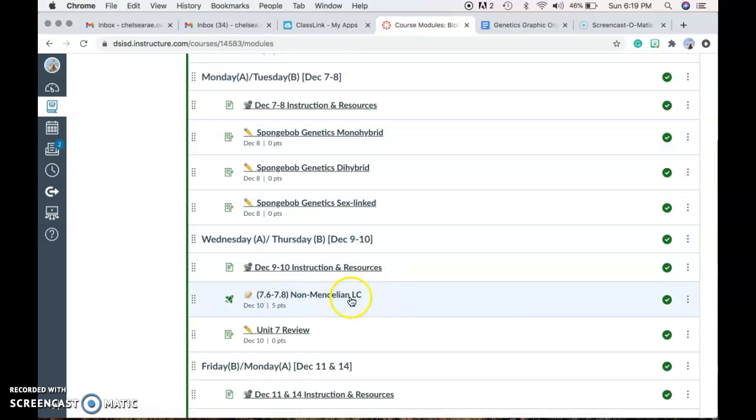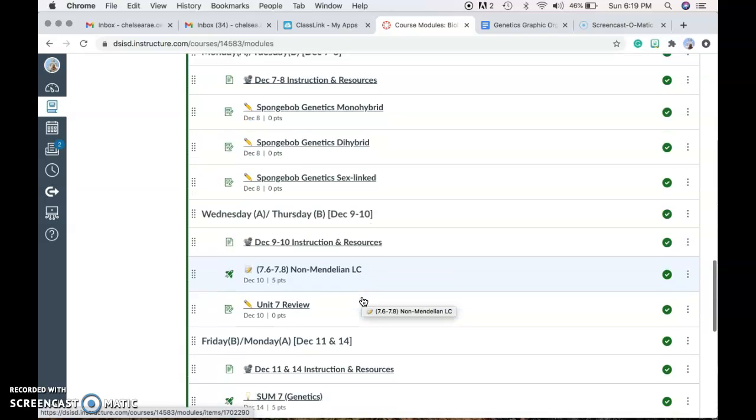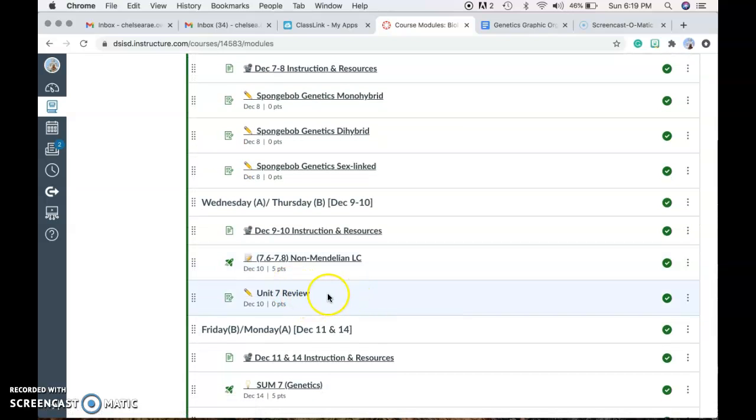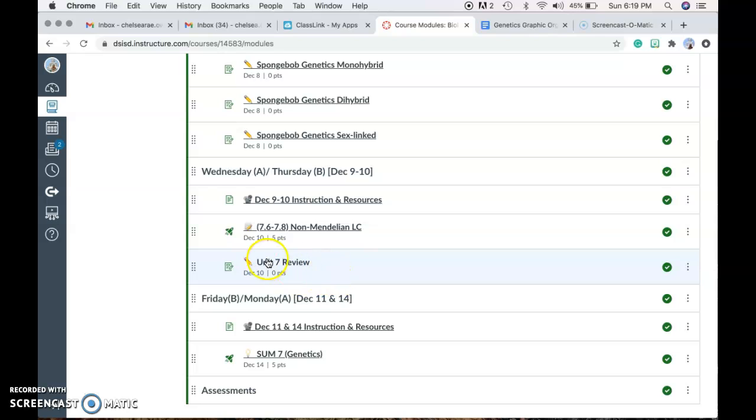The next time I see you, you'll have your non-Mendelian learning check. So this is going to be over pedigrees and sex-linked inheritance. We'll go over the review, and what we'll also do this day is we'll break up into 3 groups. So who needs help with monohybrid crosses, who doesn't understand dihybrid crosses, and who doesn't understand sex-linked and pedigrees. We'll work on the review together, and that'll put us into the end of this week and next week, which will be our summative. And then that'll be it for the semester.